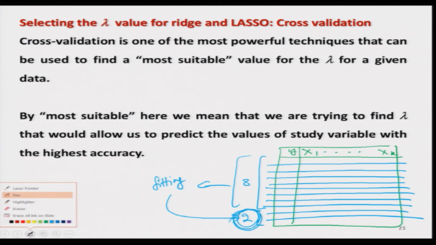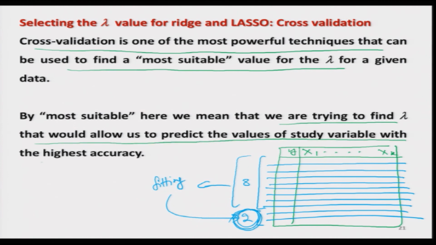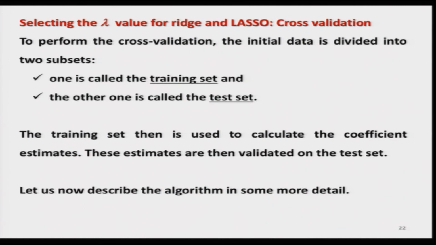So this process is actually called cross validation. Cross validation is one of the most important techniques that can be used to find the most suitable value of lambda for a given data. And when I say most suitable, I mean that we are trying to find the value of lambda which would allow us to predict the values of the study variable with the highest accuracy. So we are going to consider the criterion of prediction error, and then we will try to minimize the error so that we get good prediction.